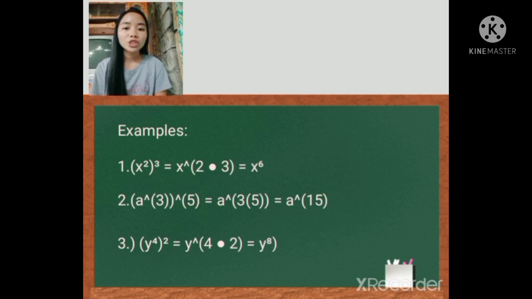For example, number 2, the quantity a cubed to the power of 5. As what we have done in number 1, just copy the coefficient a and multiply 3 and 5. So the result is 15, and we have a to the power of 15. And for number 3, our given is the quantity y to the power of 4 raised to the power of 2. Copy the coefficient y and multiply 4 and 2. So the result is 8, and our answer is y to the power of 8.